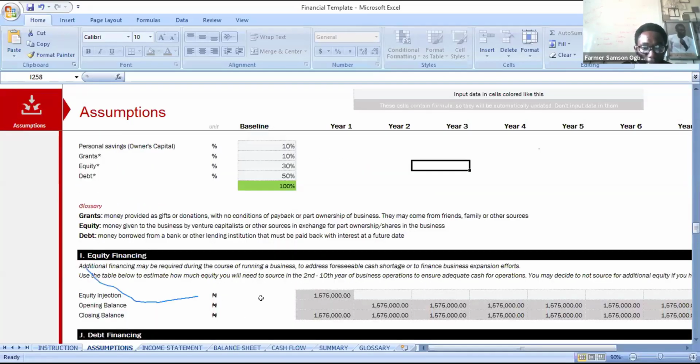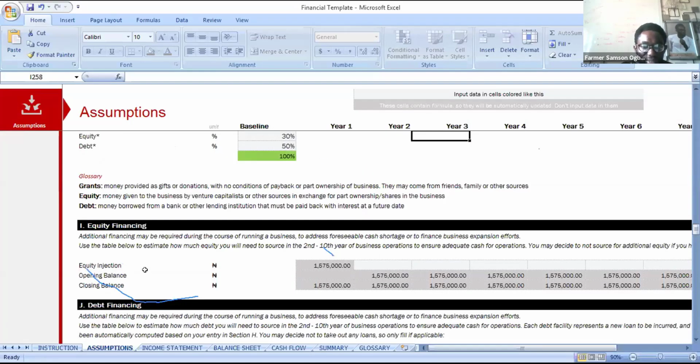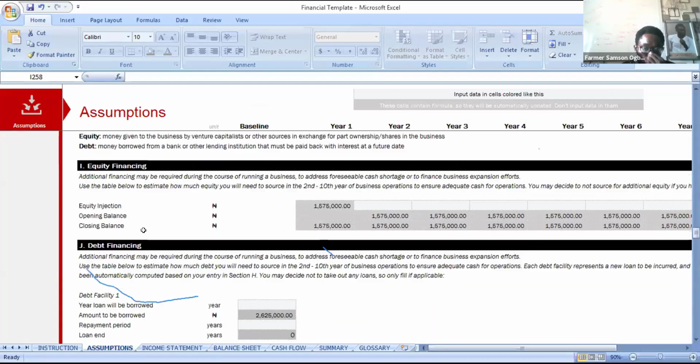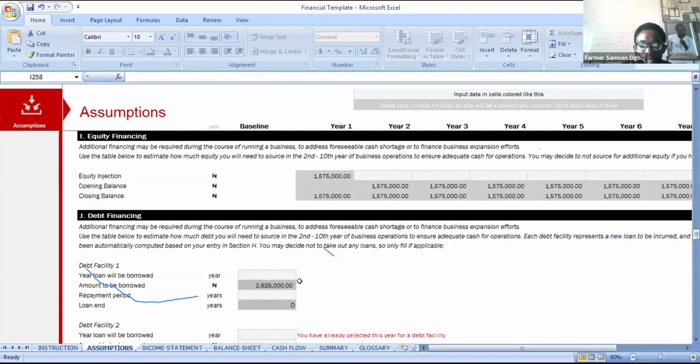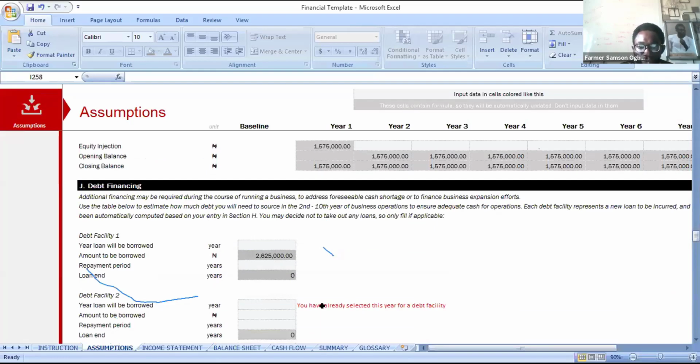So for other equity financing, their injection, how much they are bringing in and all of that, I want to skip that. So your debt facility: how much money are you collecting as a loan? How much are you borrowing? For example, from here, it has automatically filled in 2625, based on what you have filled in from the beginning, how much you are supposed to borrow.